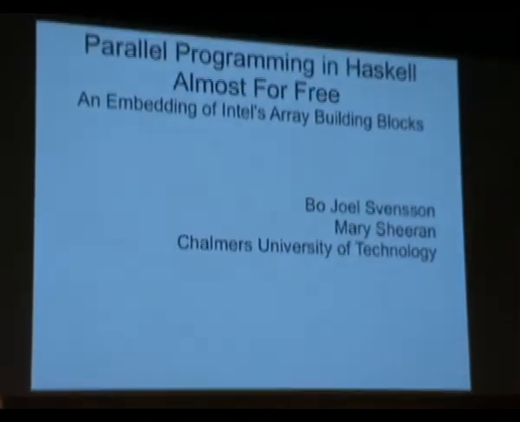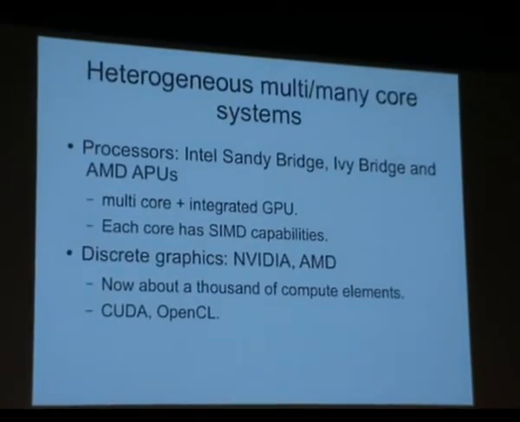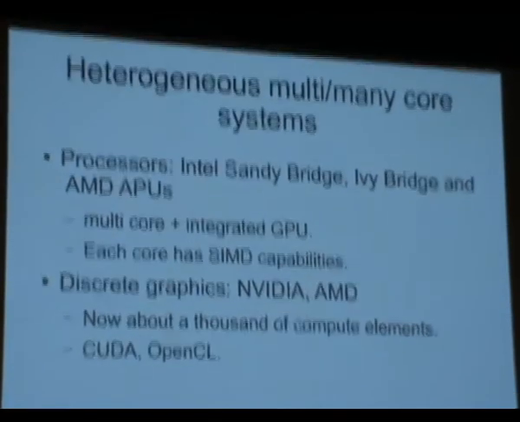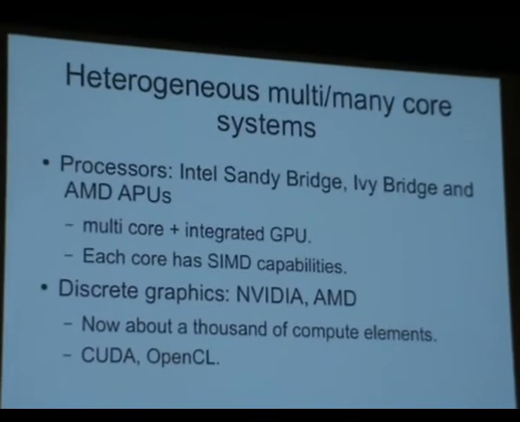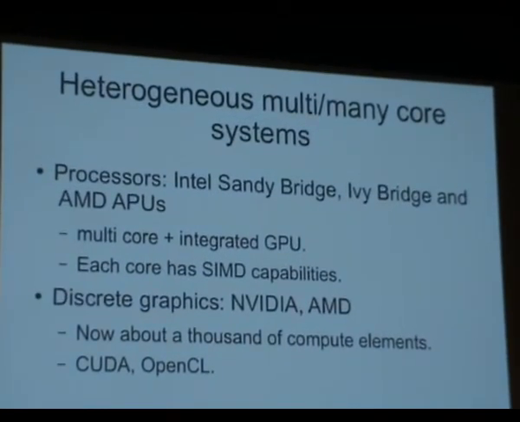I'm Joel. And the reality today is that we have heterogeneous multicore systems to program, like the Sandy Bridge, the Ivy Bridge, and the AMD APUs. They are multi-core processors with integrated GPUs. They have SIMD units, very wide in the Ivy Bridge case. So there's lots of parallel resources to program.